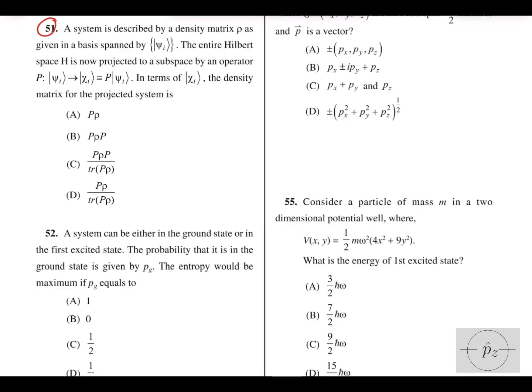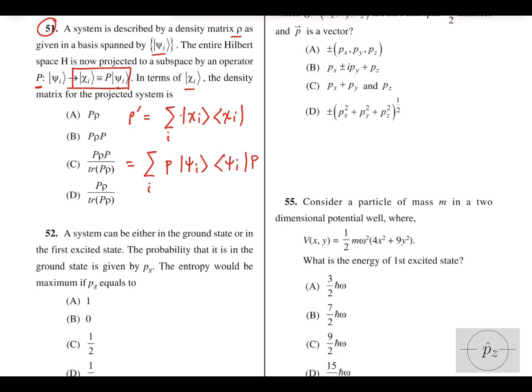Problem 51. A system is described by a density matrix rho as given in the basis spanned by psi. Hilbert space is now projected to a subspace by an operator P in this way. In terms of chi, the density matrix for the projected system, rho prime, is given by, now we use this rule, which means this is equal to P psi I P, since P is Hermitian. So this can now be written as P rho P.